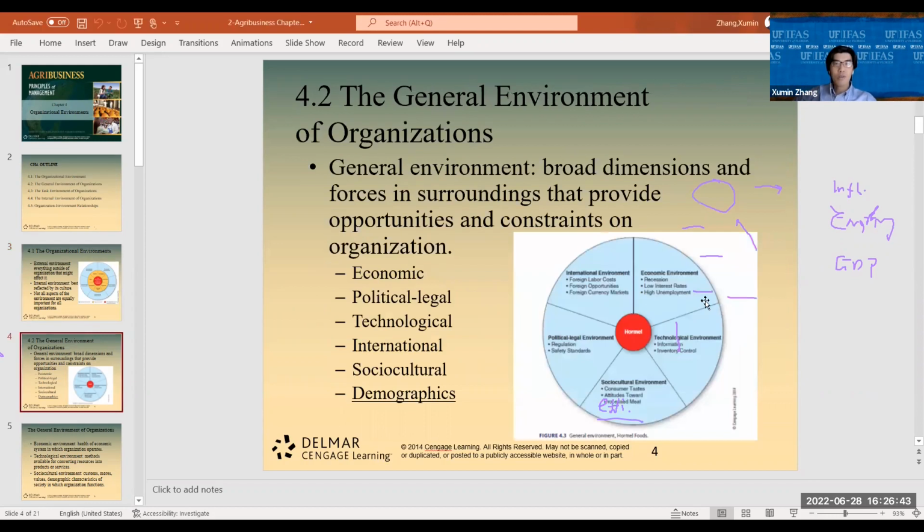Let's quickly go to the general environment. Overall, it is called the organizational environment. But this big circle, the bigger pie, we call the general environment. Economics is number one. There is a reason they make this sequence, this order; that also tells me economics is important. And then political legal. Just imagine whether you have exactly the same practice in China compared with the US.